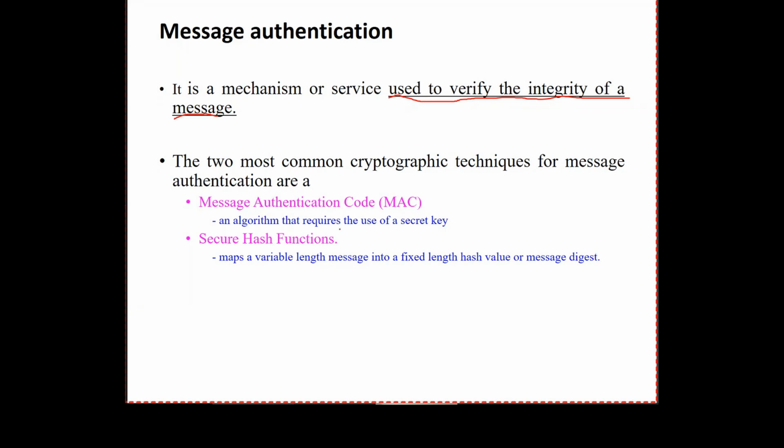Now, MAC is an algorithm that uses a secret key, and this is the difference between them. The hash function does not require a secret key. So when we say MAC, that means we need a secret key, but when we talk about a hash function, we don't need a key. With a hash function, if you have a message and you calculate the hash for the message, it will give you the same output.